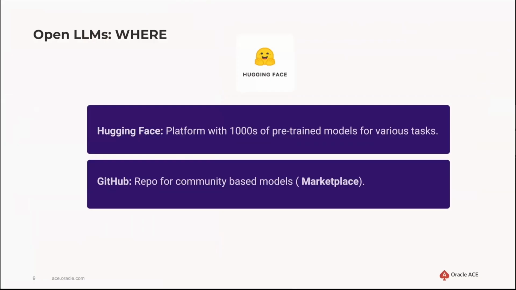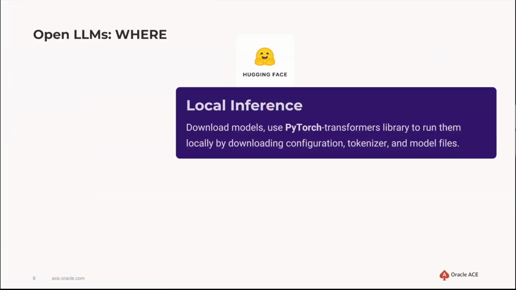The first one is Hugging Face, with hundreds of thousands of pre-trained models for various tasks. You also have GitHub, which is a repo for community-based models. They have something called Marketplace. And since Hugging Face is a repo, if you want to run a model locally, you'd have to download the models and use the PyTorch transformers library to run them.